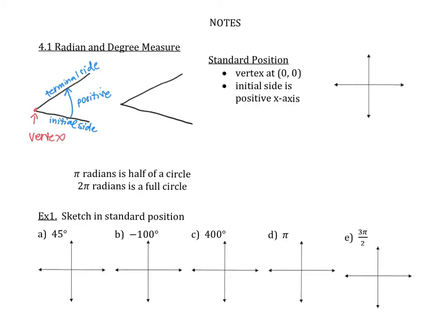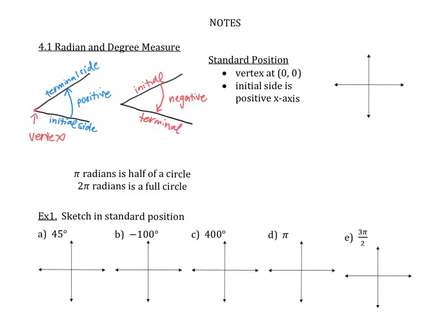Okay, so for the next angle, if we are to assume that this is actually a negative angle, then it has to be going in this direction. Okay, and the direction does matter very much in this chapter. Now this is the initial side, and then this would be the terminal side. The vertex is still at the corner.